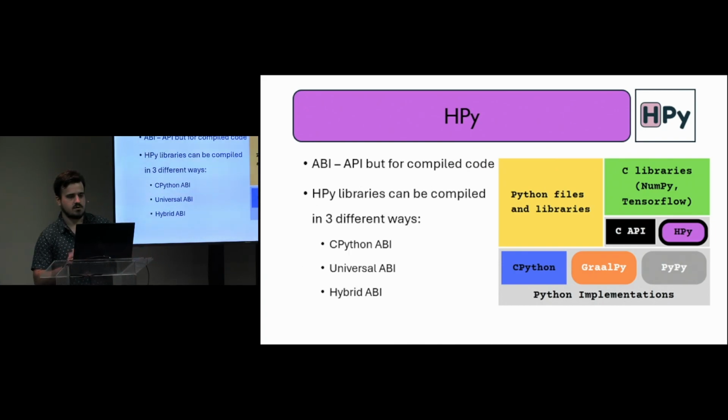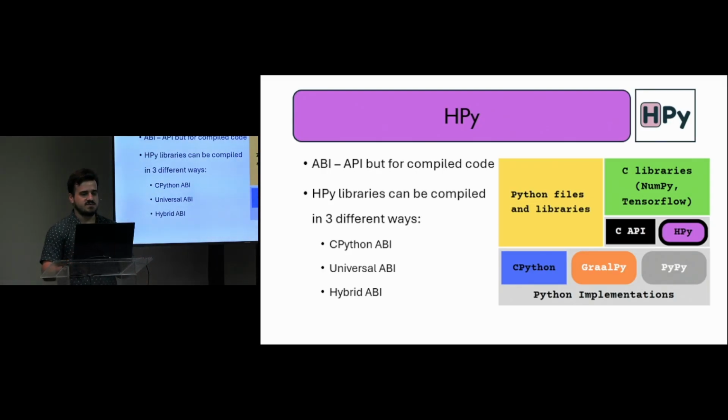Okay, so HPy comes with 3 compilation modes, so ABIs. What is an ABI? It's just like an API, but instead of going from source code, it comes with compiled code. So we have compiled code that interacts with the system. HPy has 3 different ABIs: the CPython ABI, the Universal ABI, and the Hybrid ABI.